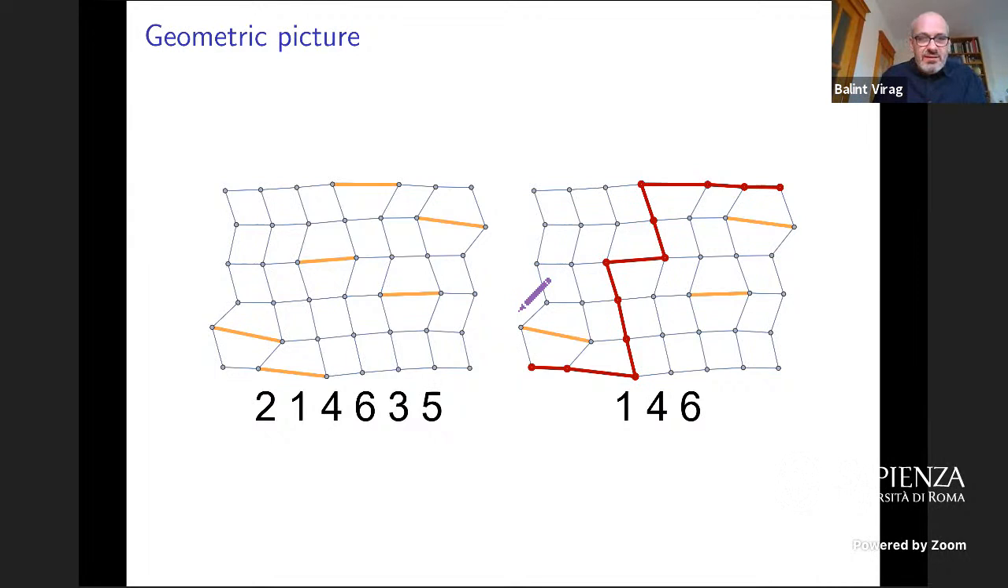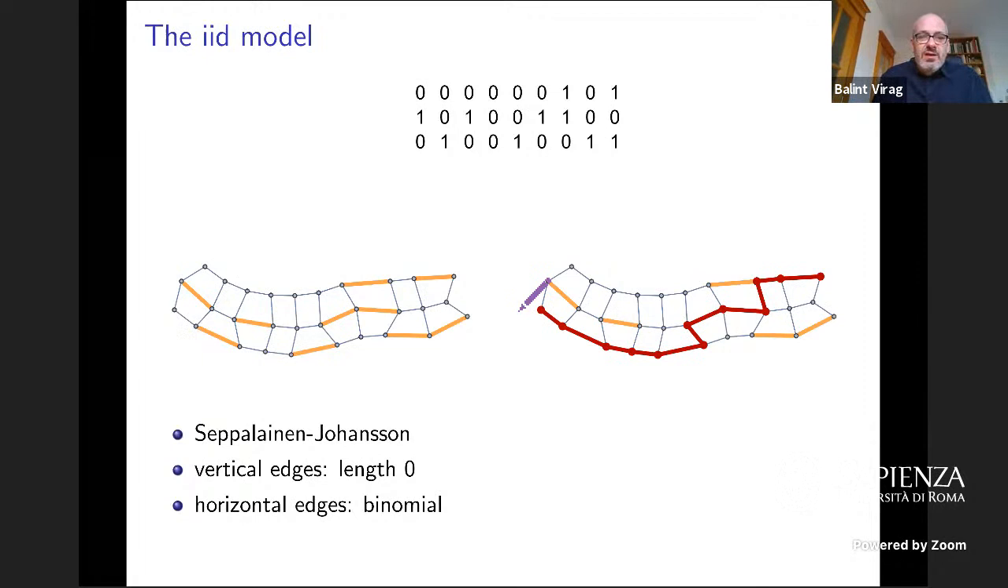Now, it actually doesn't matter so much whether I pick these lengths from a random permutation or I pick them from, say, IID. So let's do that, to look at the IID lengths. So here is an IID array of Bernoulli 1/2 random variables. And to that, I can assign random edge lengths again, and I can look at the longest path, right? And this is called the Seppäläinen and Johansson model, because I only modified horizontal edges according to some Bernoulli, the vertical edges all have length 0. So let's see how we can study this model.